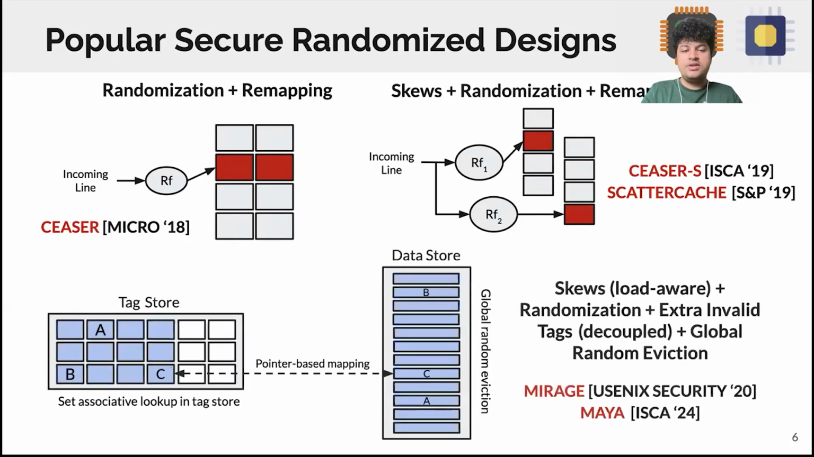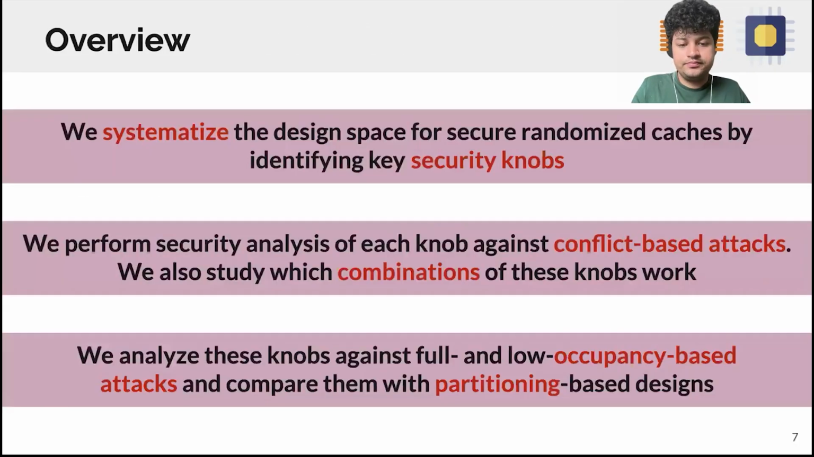And then finally, we have really complex designs such as Mirage and Maya, which actually decouple the tag and data store, wherein they'll have a set-associative lookup in the tag store, and then a pointer-based lookup from the tag to the data store. And the data store also uses global random eviction. They also use external valid tags on top of the existing tag store to provide better security and to make sure they don't get any set-associative evictions or evictions from the same set in the cache, which helps leak information.